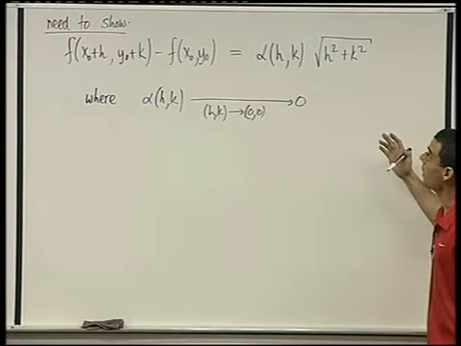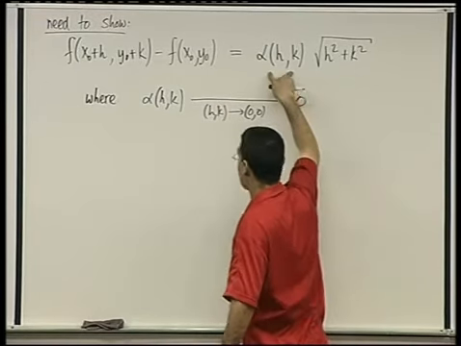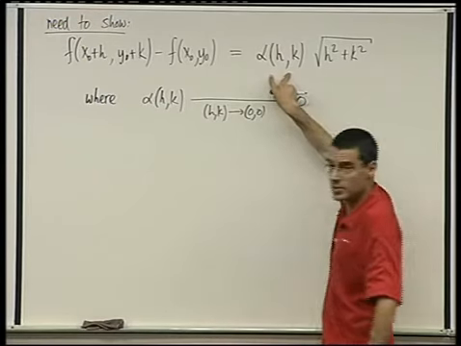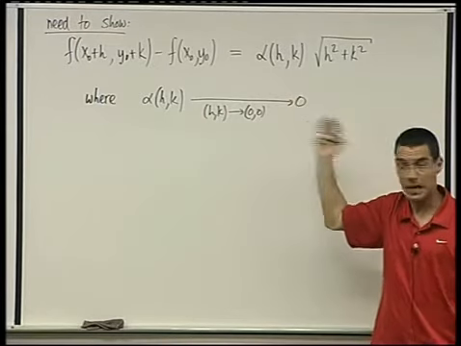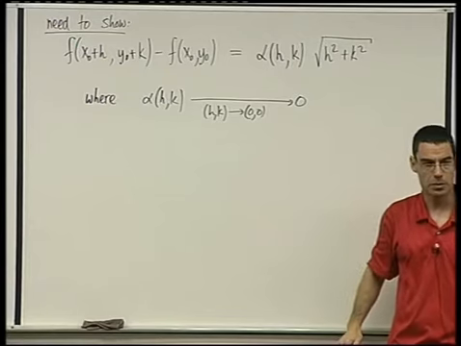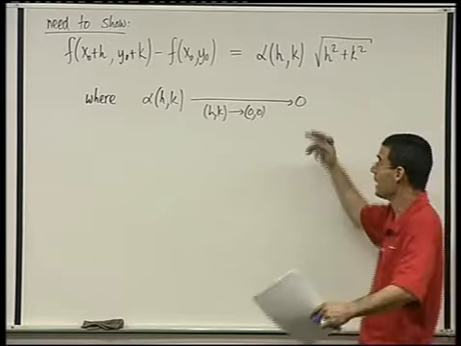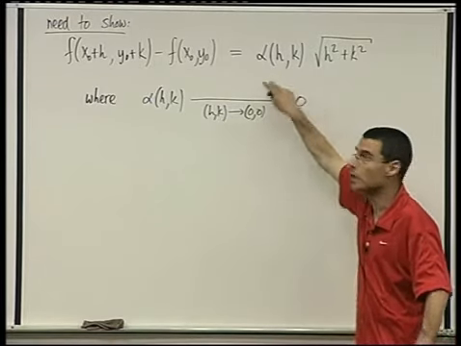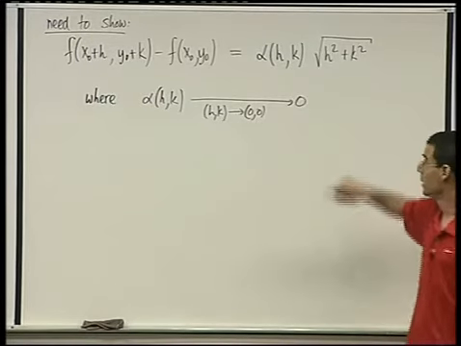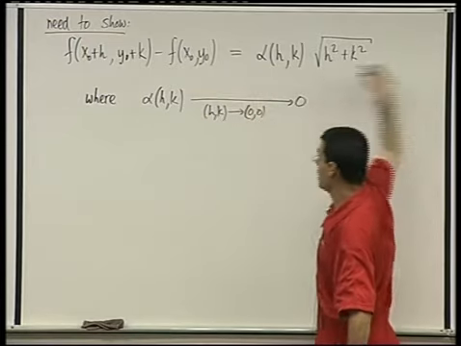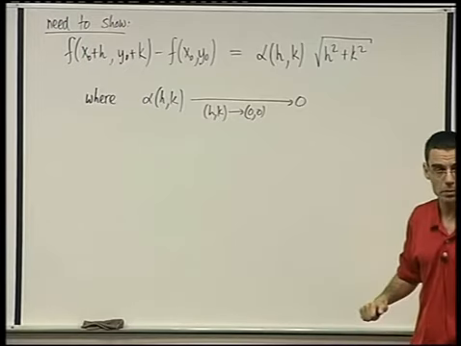So what do I need to show here? I have to say this is going to hold if I can find a function alpha of hk such that it satisfies two things. One, if I plug it in here, I get an equality. And two, it goes to 0 as hk goes to 0, 0. Do you agree? Everybody? So I need to find a function alpha of two variables, some mysterious function of two variables, that satisfies two things. One, plug it in here, you get an equality. Two, it goes to 0 as hk goes to 0, 0. Do you agree?